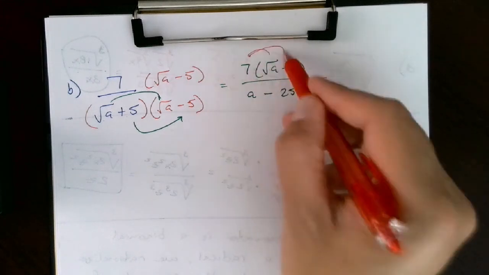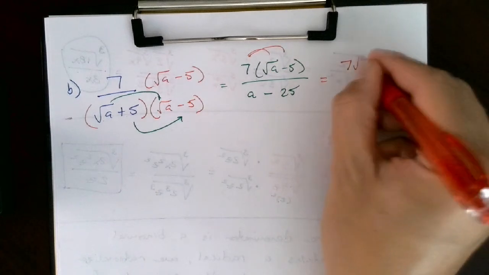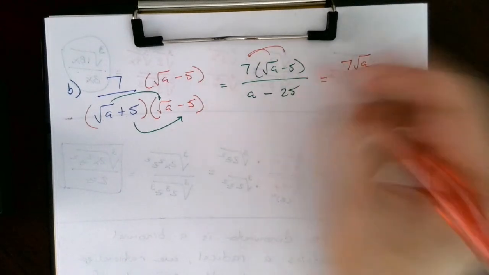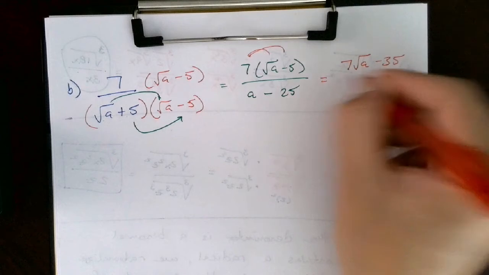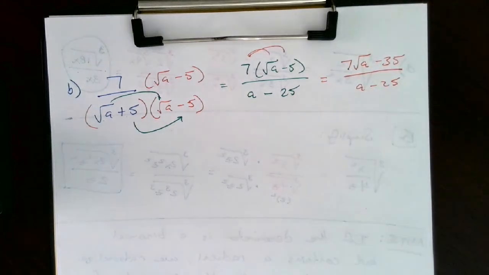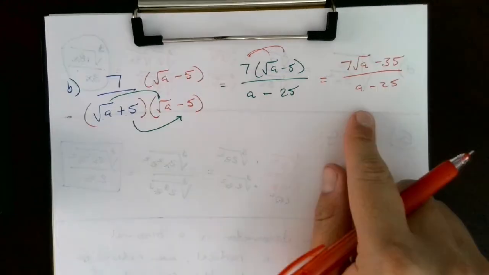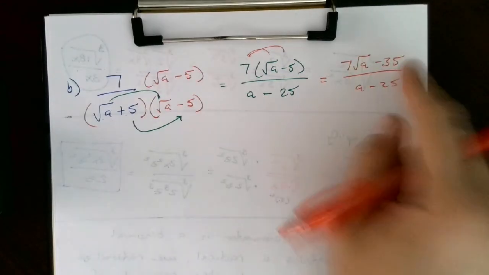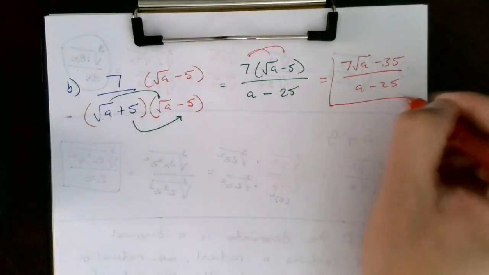You could distribute the 7 in now because there's really nothing else to do with it. 7 square root of a, 7 times the negative 5 is minus 35, all over a minus 25. And then paying attention here, you've got to be kind of careful. Can you simplify this? The answer is still no. The 35 and the 25 can't be simplified. The a's can't be simplified.